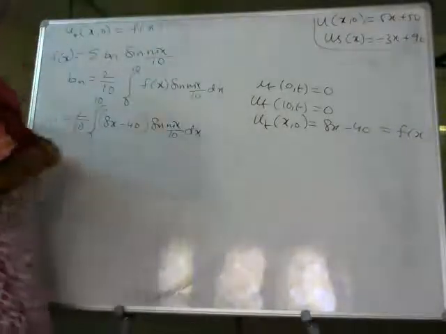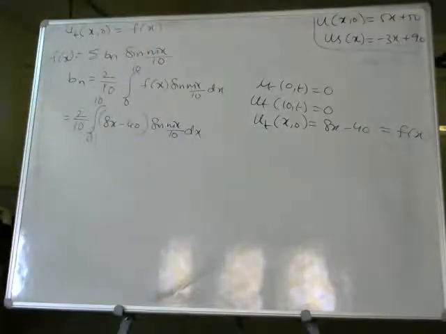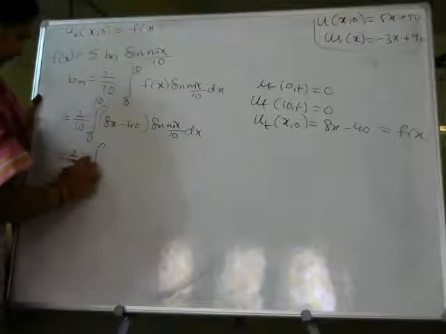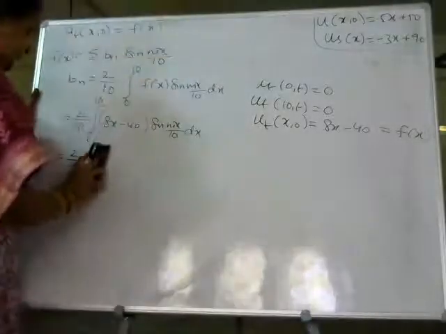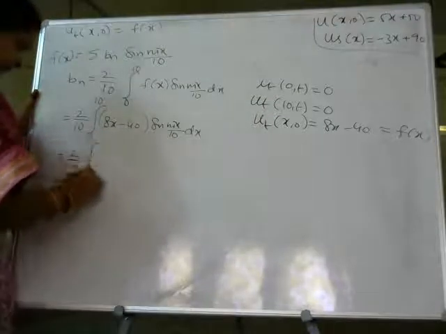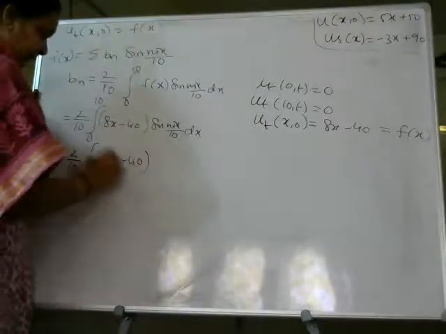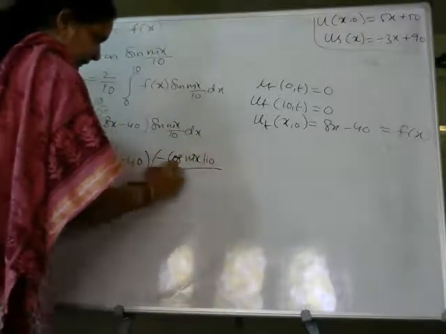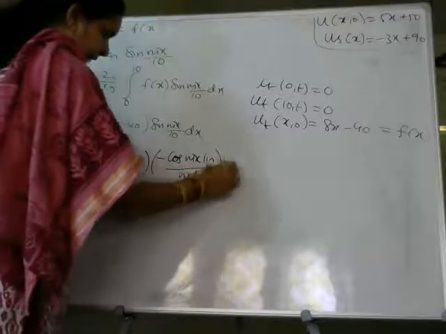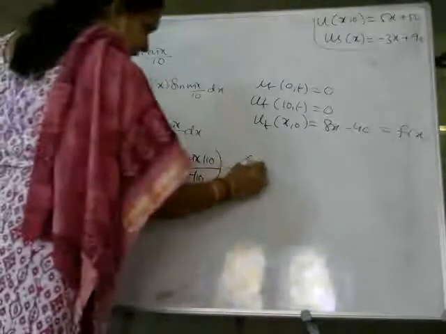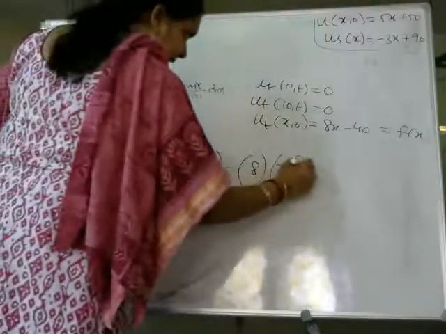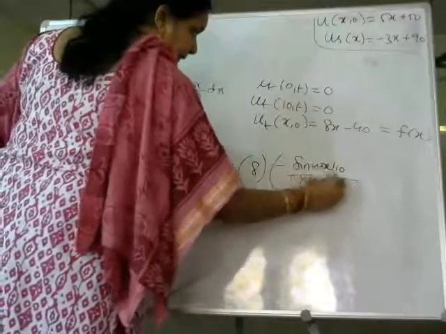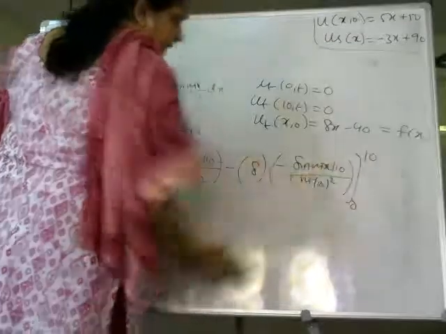So what will be the value? Two by 10. I'll go with integration by parts. 8x minus 40 into integral of sine, which is minus cos n pi x by 10 by n pi by 10, minus derivative of this function, which is 8, times the integral of this function, which is minus sin n pi x by 10 by n pi by 10 whole square. All these are to be evaluated at the limits 0 to 10.